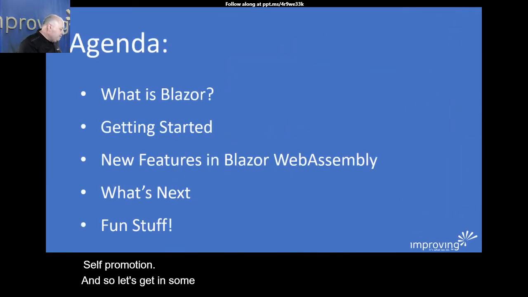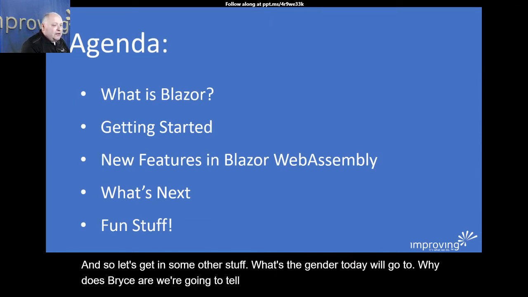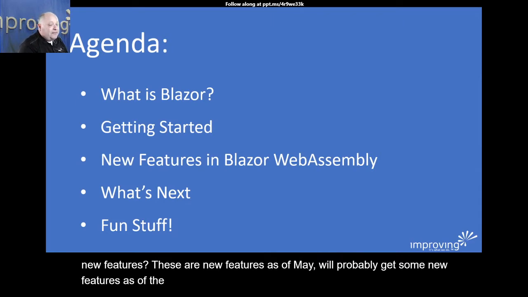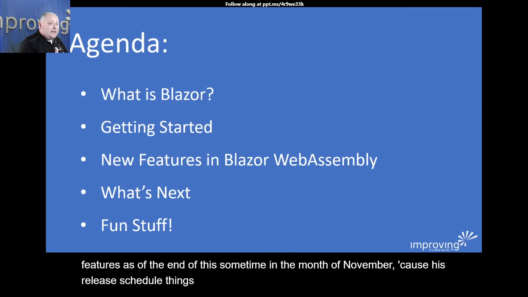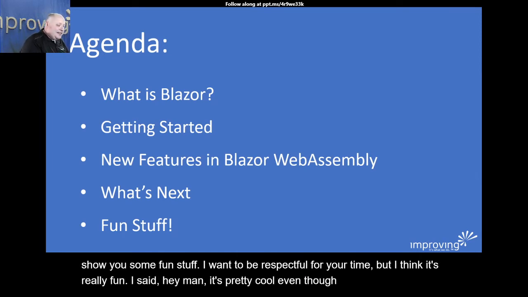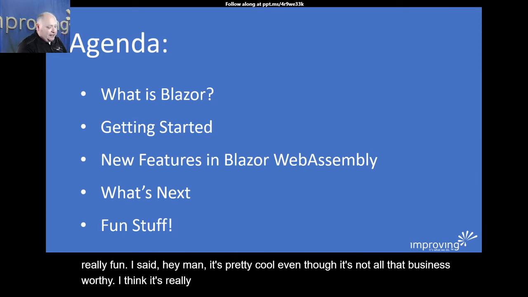What's the agenda today? We're going to go over what is Blazor? We're going to tell you how to get started. We're going to go over some of the new features. These are new features as of May. We'll probably get some new features as of the end of this, sometime in the month of November, because of the release schedule of things. What's next? And hopefully we have enough time to show you some fun stuff. I want to be respectful of your time, but I think it's really fun. I said, hey, man, that's pretty cool. Even though it's not all that business worthy, I think it's really cool that you can do that. So here we go. So what is Blazor?